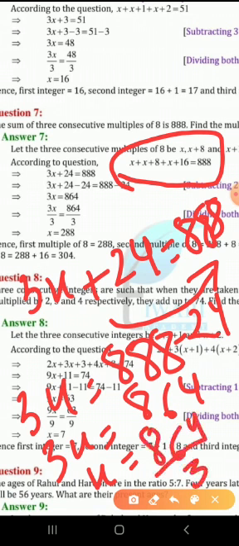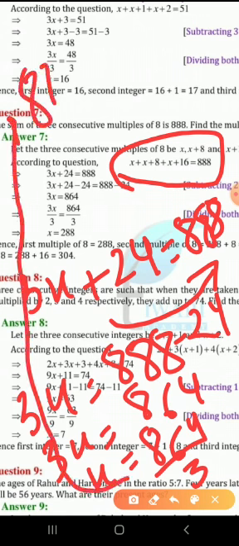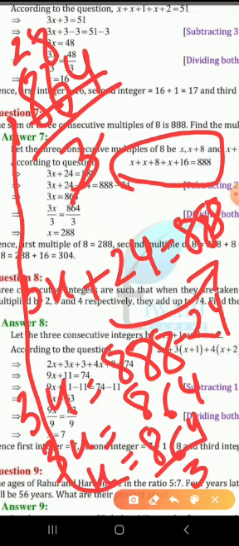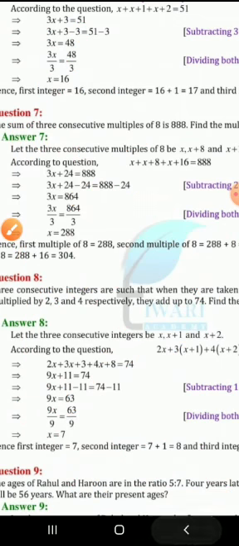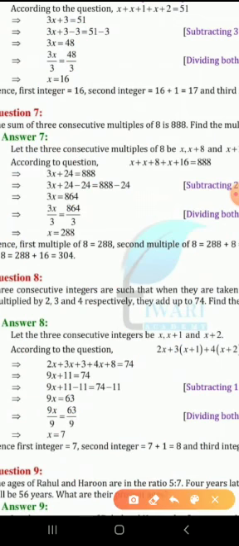Solving 864 upon 3, we can check whether the number is divisible by 3 or not. 8 plus 6 is 14, 14 plus 4 is 18. 18 is divisible by 3, that's why 864 will also be divisible by 3. 3 ones are 3, 3 twos are 6, remainder 2, 26. 3 eights are 24. So it is coming 288. The x value is 288. So the first multiple is 288.